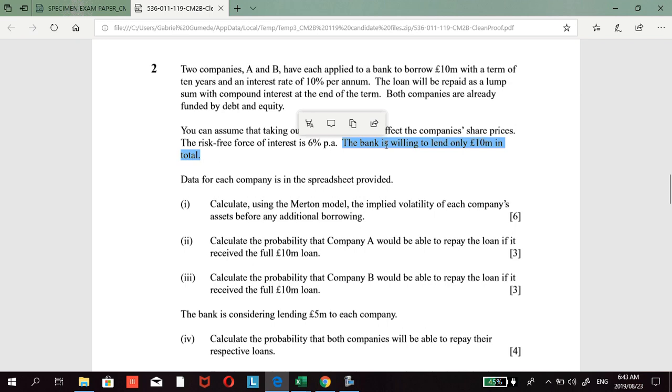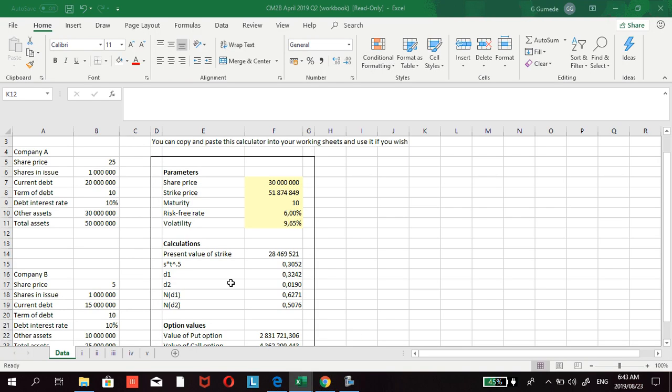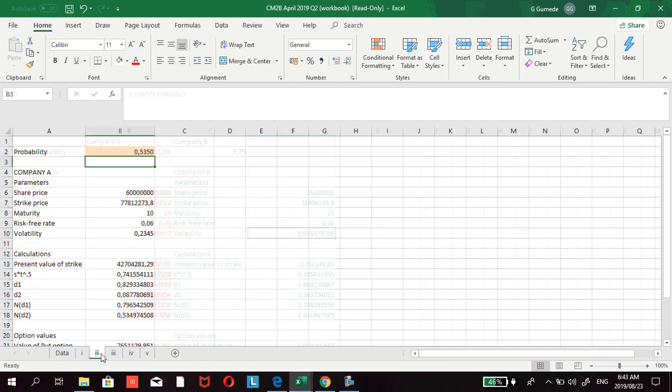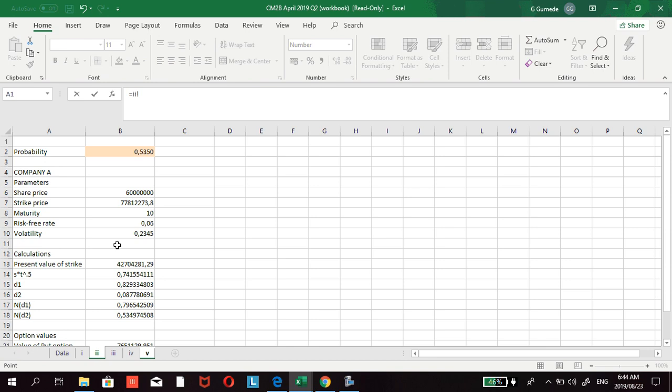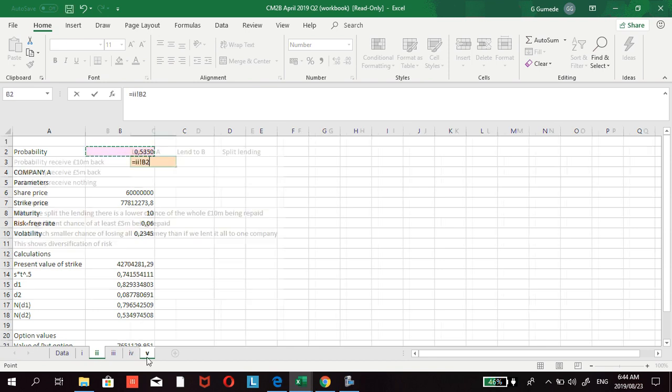The bank is willing to lend only 10 million pounds. So now if you go, oh gosh, sorry. If you go in your answer sheet for part V of the question, this is what you will see. Now, the probability of receiving, remember, they are willing to lend 10 million in total. So the probability that they receive 10 million back if they give A is the one we calculated earlier. So I'm going to go and pick up that value in part 1 of the question. So I'm going to pick up this value, going to come here.